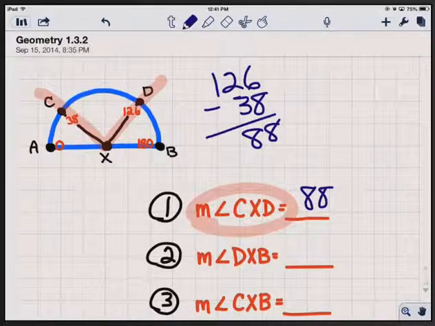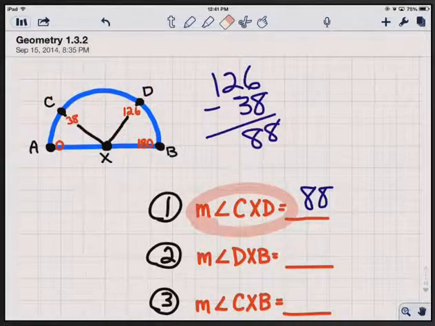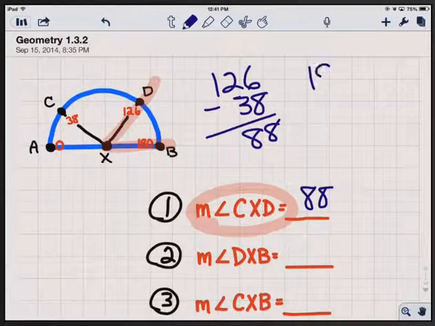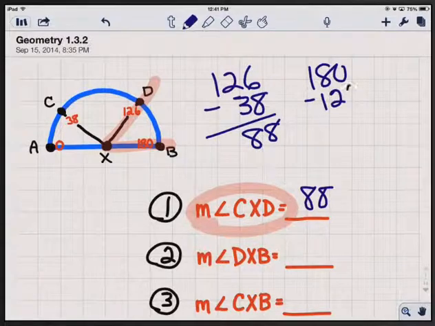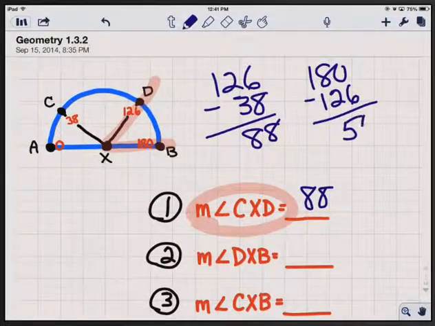Next question, the measure of angle DXB. Angle DXB is from 126 to 180, so we subtract those two numbers, 180 minus 126, and you get 54.